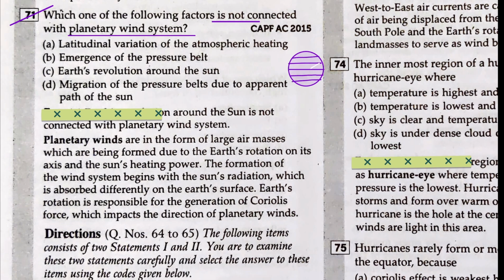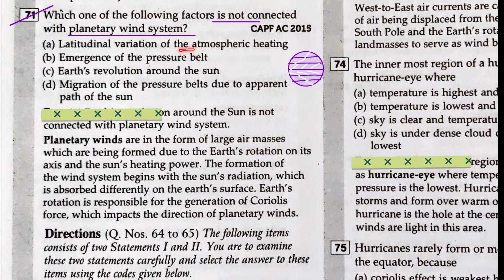Northeast trade winds, southeast trade winds, westerlies, easterlies. We are talking about these things. Okay, now let's see. Not connected, mark not, and then find out the true statement. Do not go for not, go for which is true. So what are the factors for planetary wind system? Latitudinal variation of atmospheric heat.